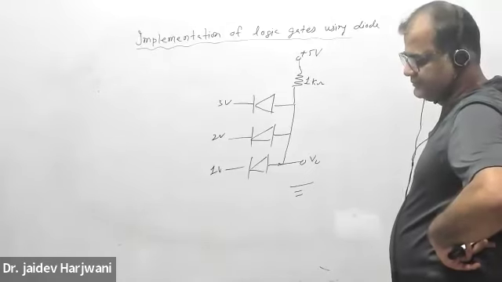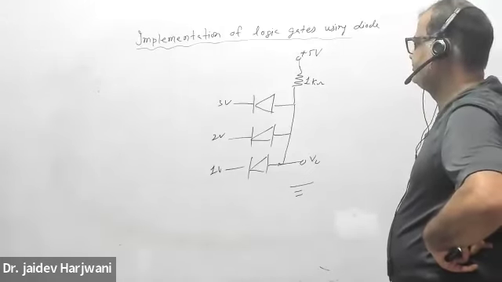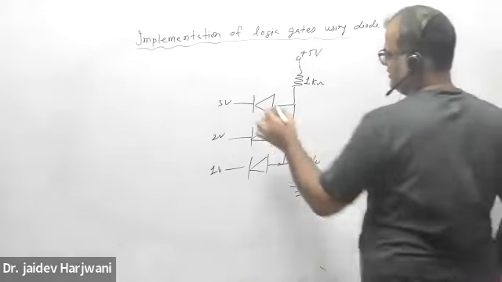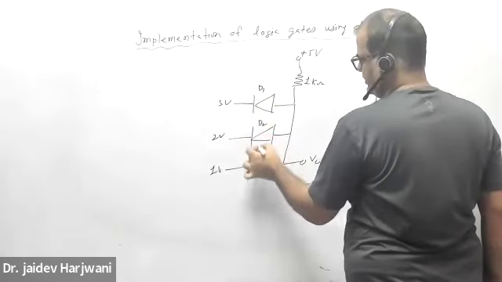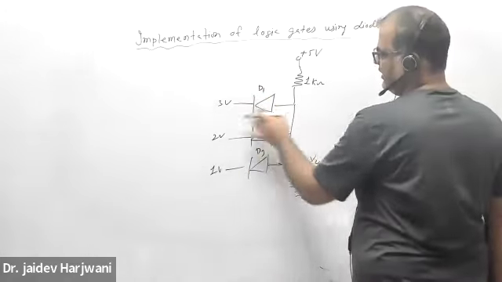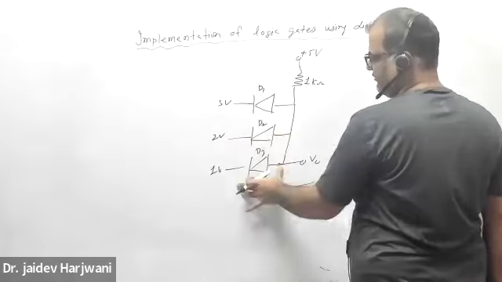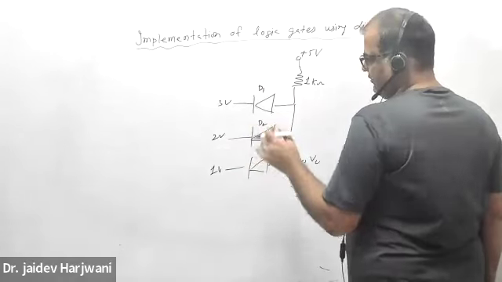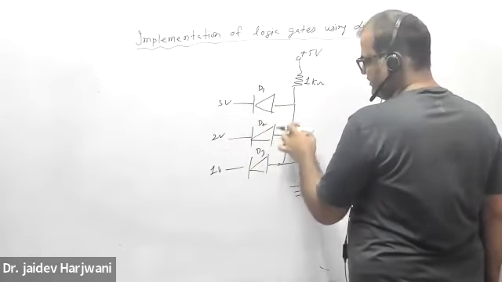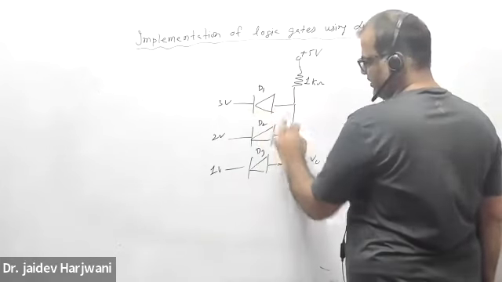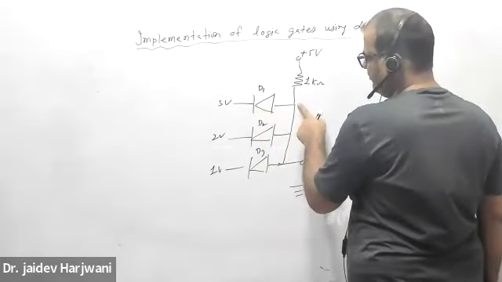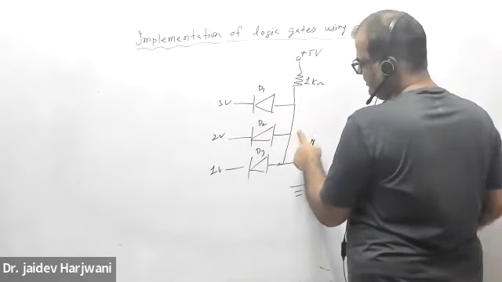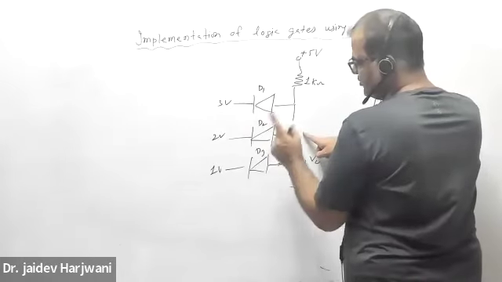Which is conducting now? D3. So this is D1, this D2, and this is D3. If I say all conducting, then this point becomes 3 volt, 2 volt, that is not possible. That means two simultaneously cannot conduct. If two simultaneously conduct, then this voltage cannot be 2 volt. This will be only 1 voltage. Okay, so if I say 3 volt, this is conducting. Then current will flow. Then this will be also conducting. So that is not possible.